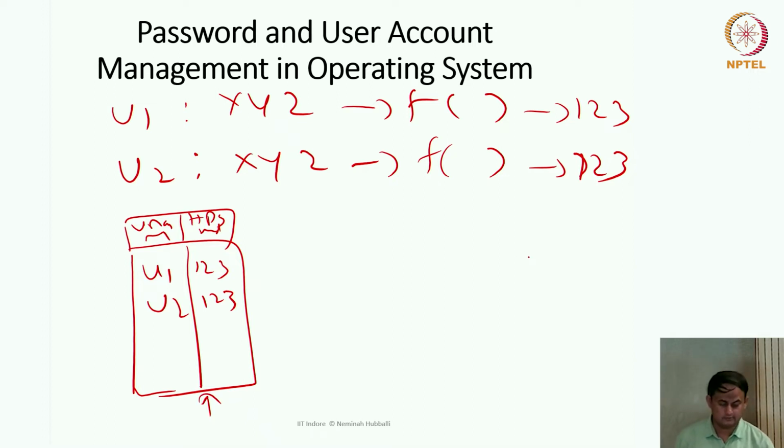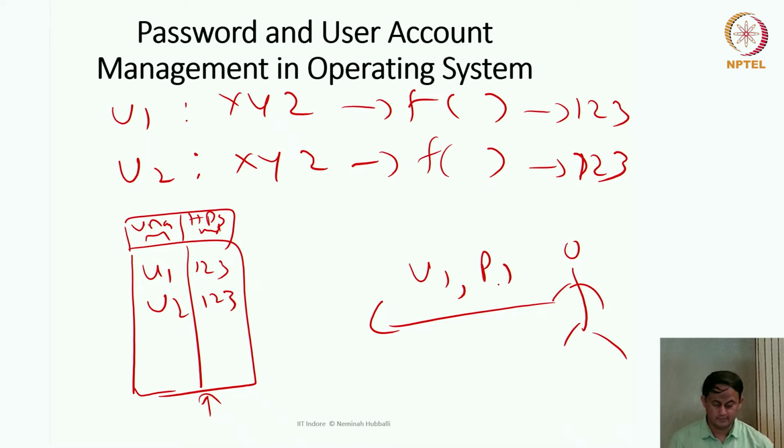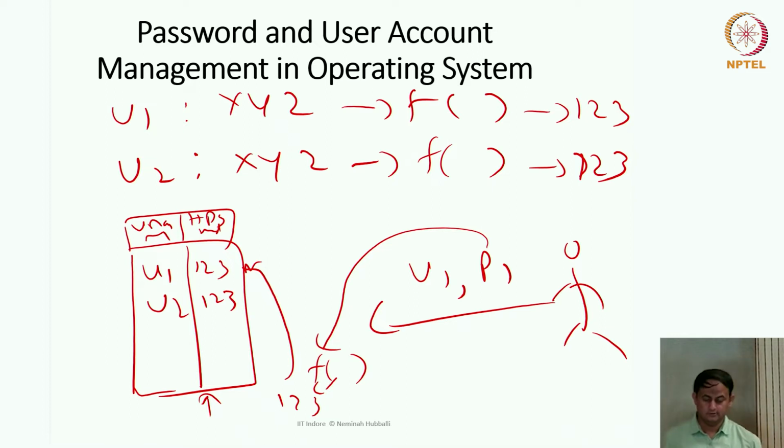Now let's say user 1 wants to log in. He supplies his username and password, and as usual you take this user u1, which is in plain text format, and check whether it is a valid user. You take the password and pass it on to the function f, and whatever output is generated, you check it against the stored value. And if you look at this file where the usernames and the hashed passwords are stored, I can see two passwords having the same value.